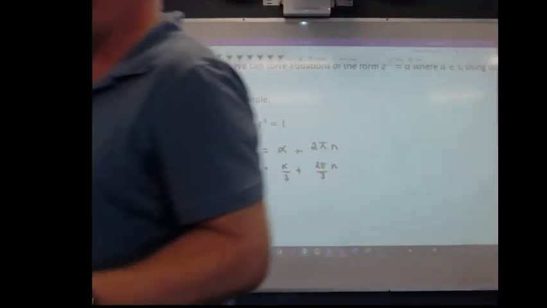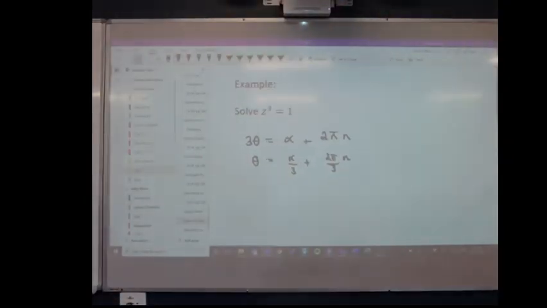So what I'd like you to try and do is have a go at that one using De Moivre's theorem. So Z cubed equals 1. How many solutions should you get? 3. Yes, that's right. So have a go. Convert 1 into cis theta form.